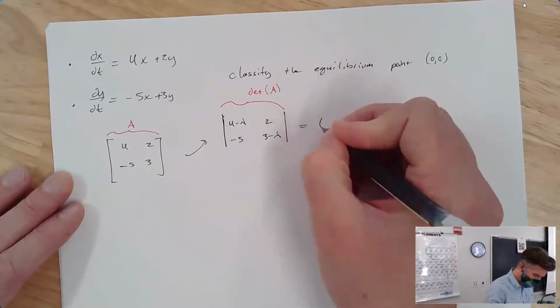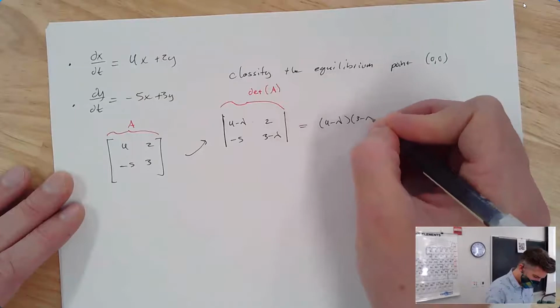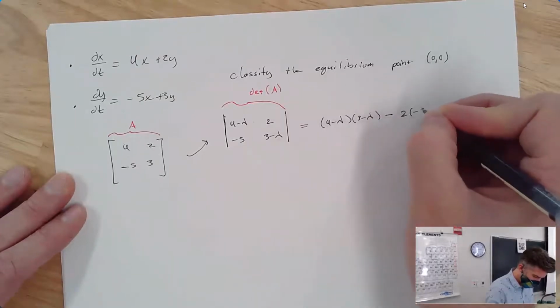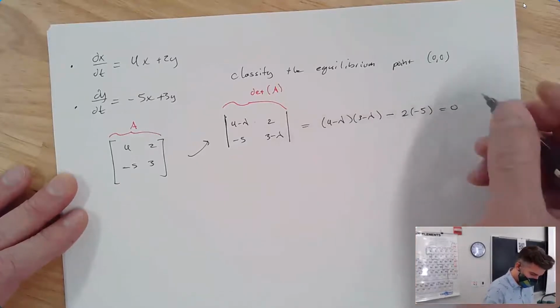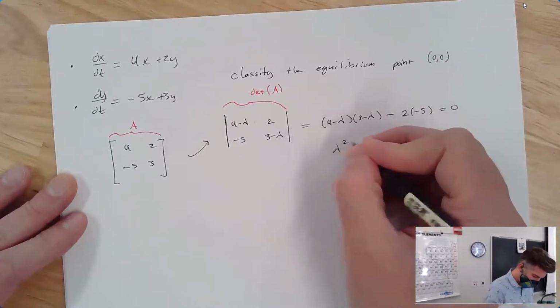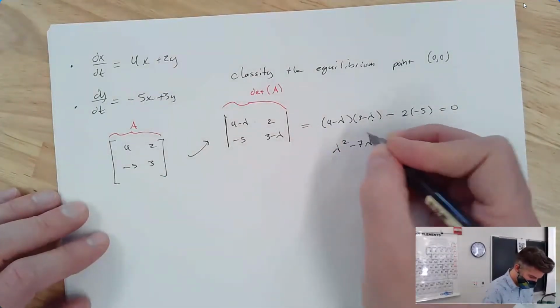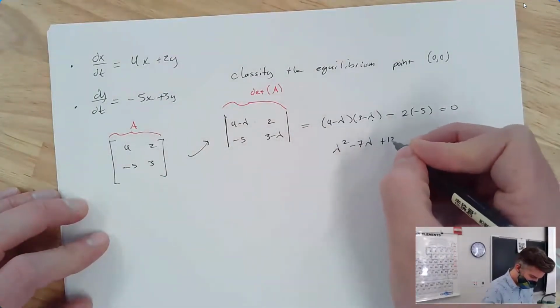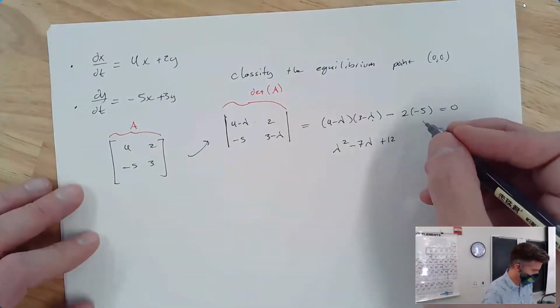And then that's going to be 4 minus lambda times 3 minus lambda minus 2 times negative 5, which is going to be equal to 0. And then we're going to have lambda squared minus 4 lambda minus 3 lambda is minus 7 lambda. 3 times 4 is 12. I'm a little worried about this one here. It looks like it's going to be gross. Did I make a mistake?